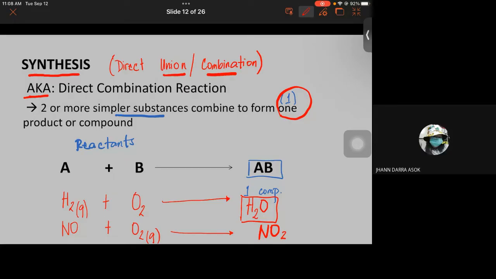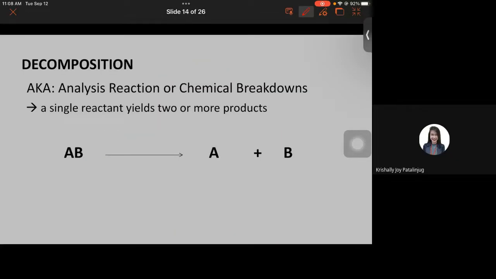So basically, sa lahat ng major natin, next. Let's proceed to the second type of inorganic chemical reaction.